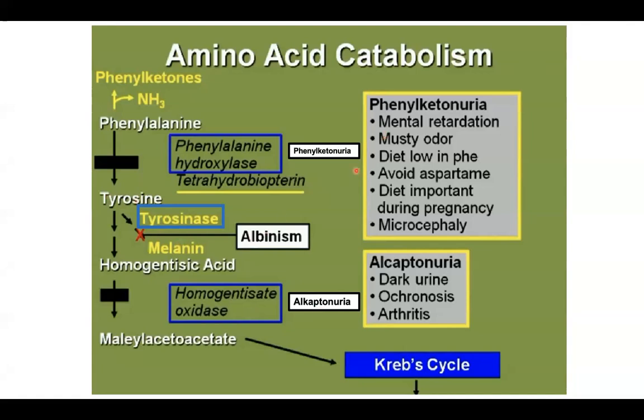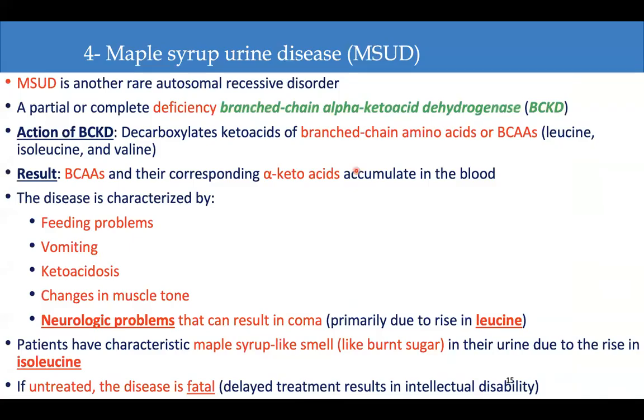All right. Now coming to maple syrup urine disease. This is another autosomal recessive disorder. It's also very rare, but it's easy to pick up on. Why? Because the urine of these patients has a very significant, unique smell. It smells like maple syrup or like burnt sugar or something in between.